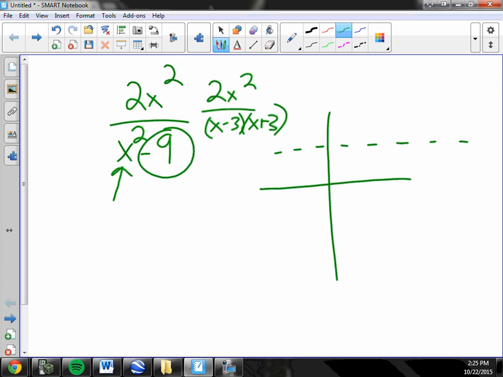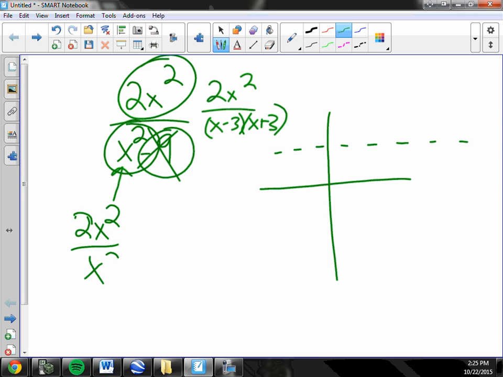Well, on the edges of the graph, when I get really, really big or really, really small, everything goes away except these terms. So 2x squared over x squared simplifies down to 2, which means on the far right and the far left, the only thing that matters are the coefficients of those x squareds. And 2 on top and 1 on bottom divide to be 2.